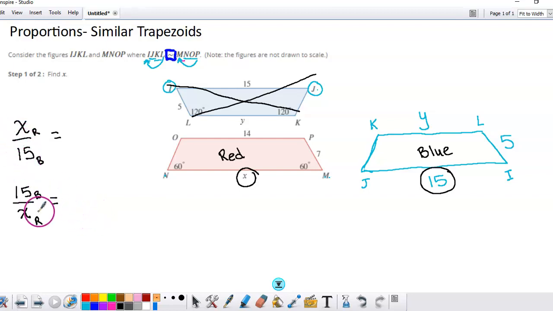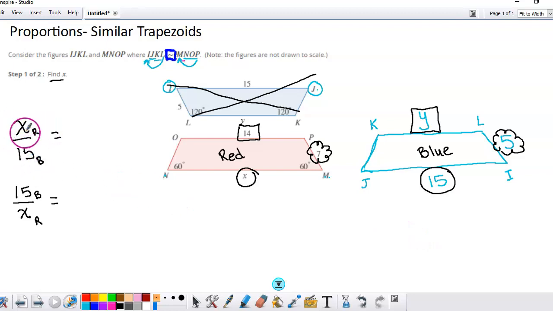Now that I have one fraction set up, I need to choose a pair of matching sides that has a number for both of the sides. Here's a 14. Its matching side is y, so that is not my choice for this problem where I'm finding x. I need a pair of sides that have a number on both. There's no number here, so that's not it. Here's a 7, and here's a 5. I do have a number on both, so I'm going to use it.